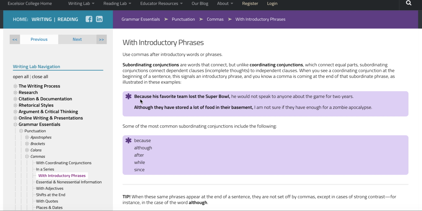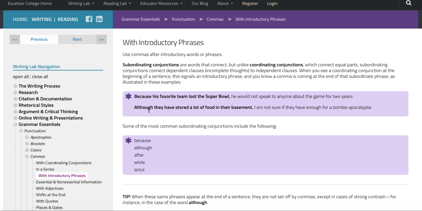And so here's an example. Because his favorite team lost the Super Bowl, comma, he would not speak to anyone about the game for 2 years. Here's another example. Although they have stored a lot of food in their basement, I am not sure if they have enough for a zombie apocalypse. So these are two examples.